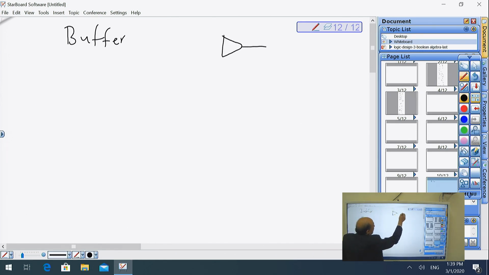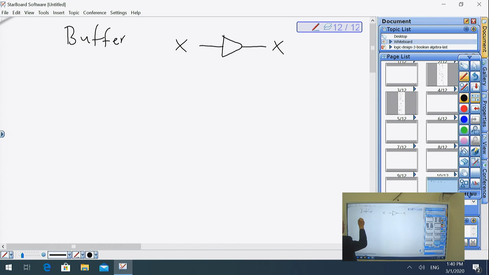The graphic symbol for the buffer, X, and on the output we have the same input, X. This gate is useful sometimes for delay and other purposes.